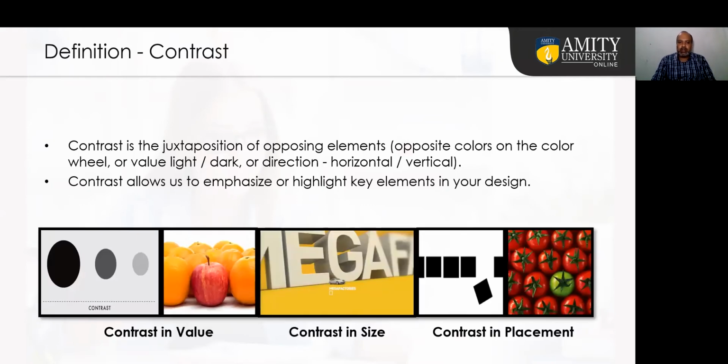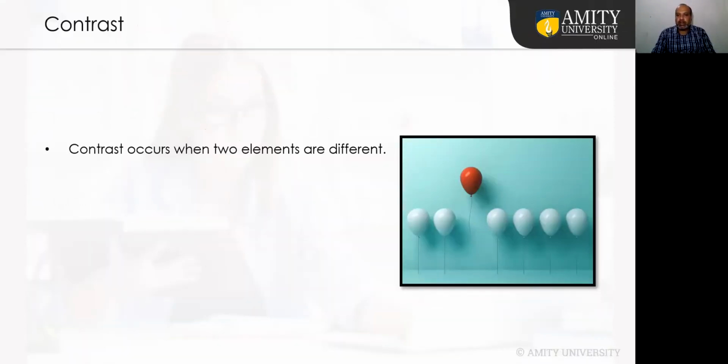These are the different ways through which you can obtain contrast: light to darker, darker to light, or opposite color; contrast in size, smaller to bigger; and contrast in placement, where you put your elements or objects differently. These are the three ways through which we can obtain contrast in the design. This is about placing and color.